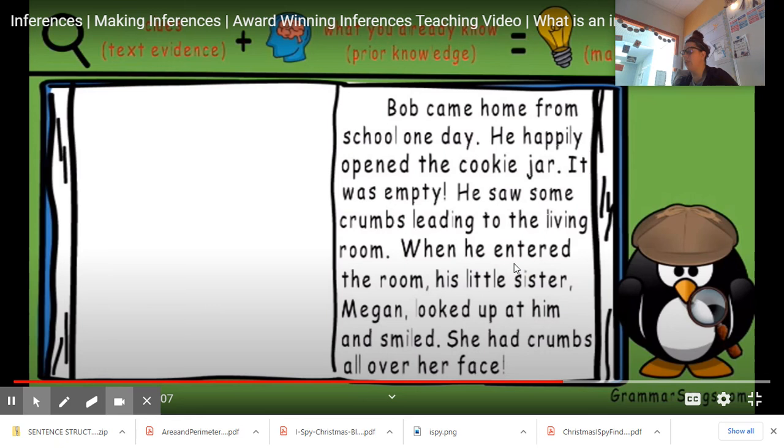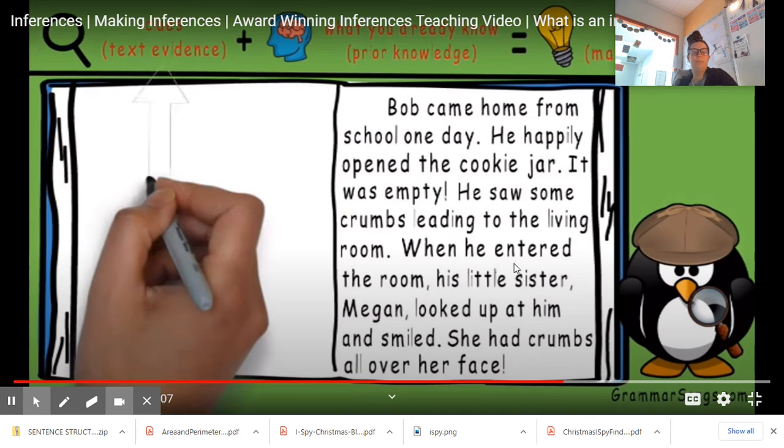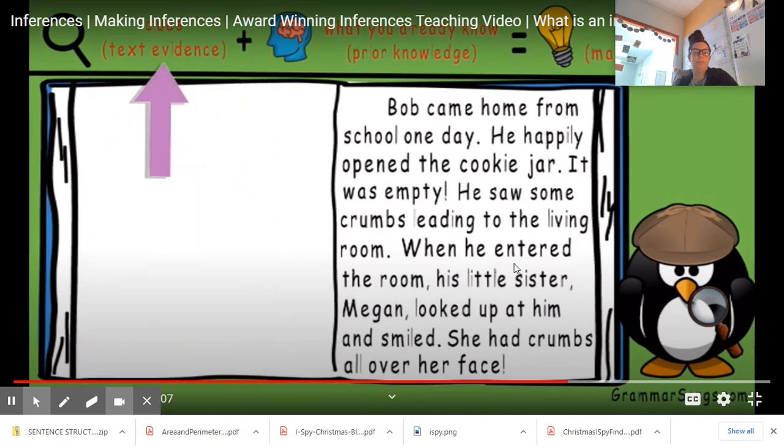If you would, Yazari, who do you think ate all the cookies? In the story, Bob comes home from school one day happy, opens the cookie jar, it's empty. He saw some crumbs leading to the living room where he enters, and his little sister Megan looked up at him and smiled. She has crumbs all over her face. Who do you think ate the cookies? Megan, good job. First, we need to look for clues in the text.